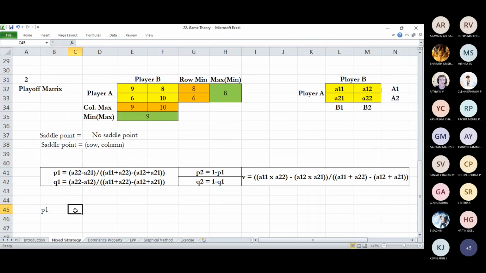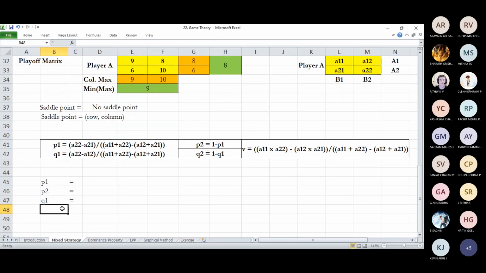P1, then P2 equals to, then Q1 equals to, Q2 equals to, then the value of the game equals to, and we know that P2 is 1 minus P1, then Q2 is 1 minus Q1. And this is the outcome.